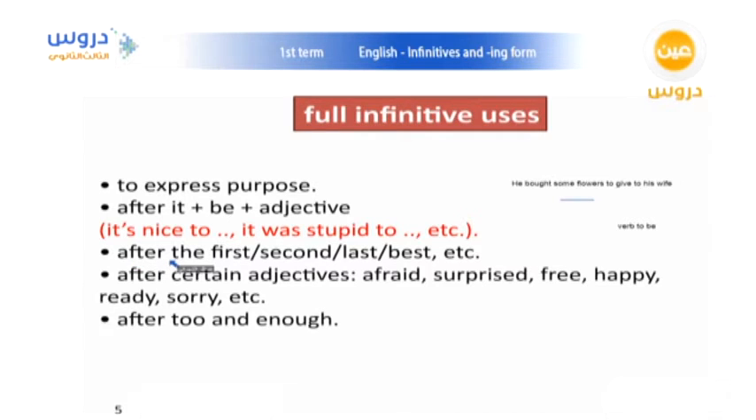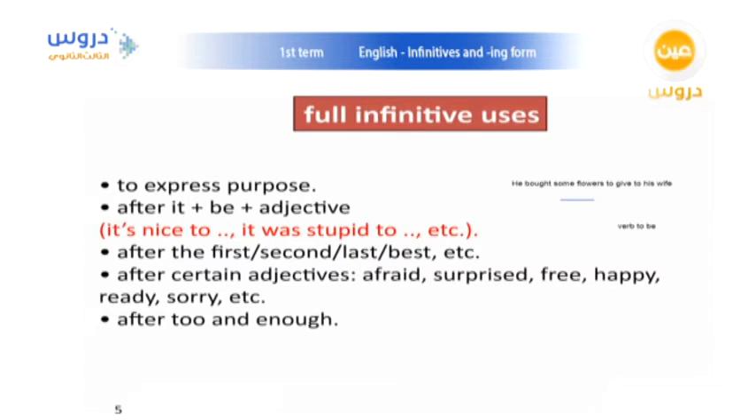Number three. After the first, second, last, best, etc., we should use to. We should use the infinitive. After certain adjectives like afraid, surprised, free, happy, weak, sorry, etc., we should also use the infinitive form, to plus infinitive form. After too and enough, too and enough.